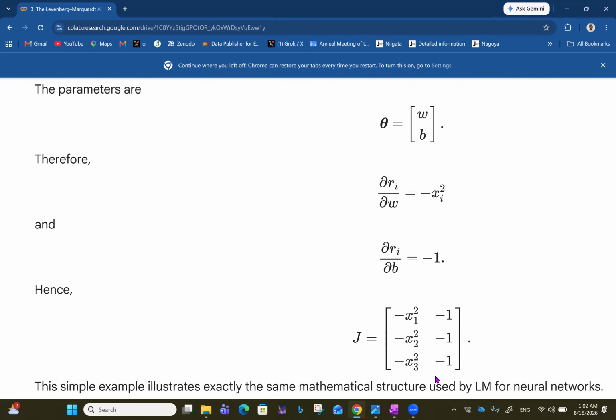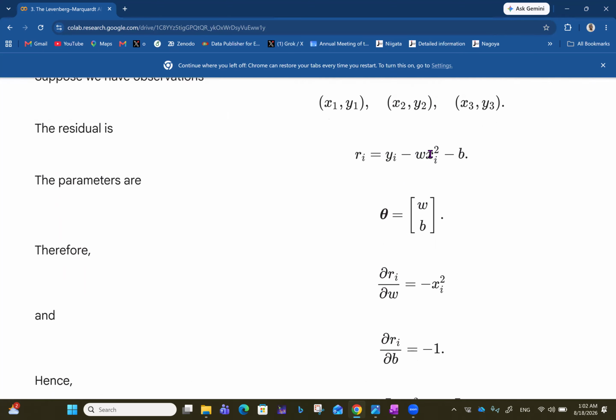Therefore, we can have R1 with respect to W, R2 with respect to W, all the way to the last one. And if you differentiate this expression with respect to W, you just have minus x i squared.